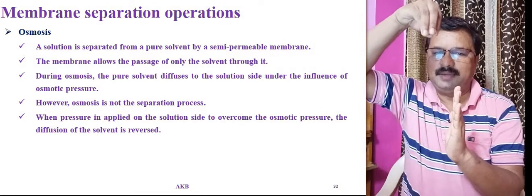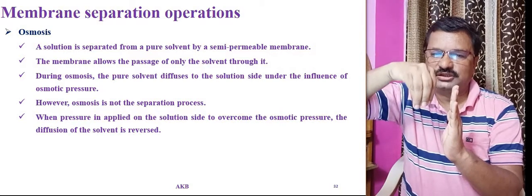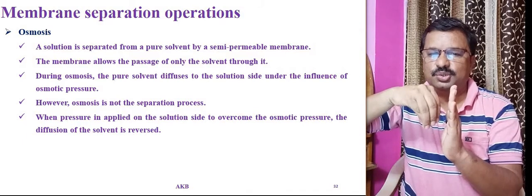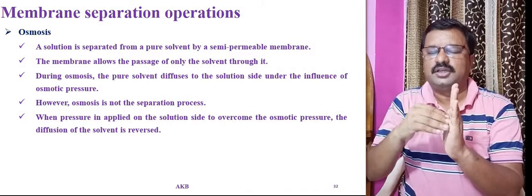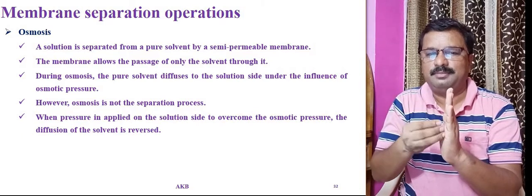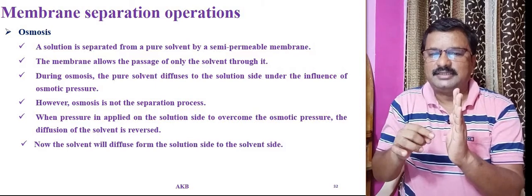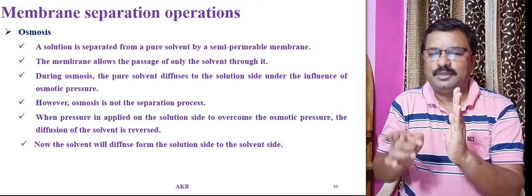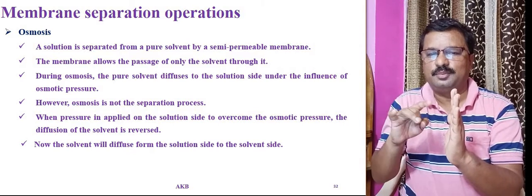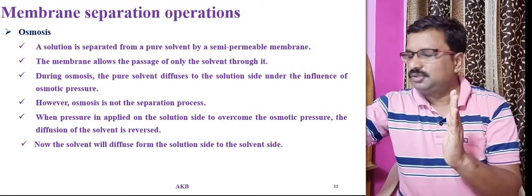Now, if you apply pressure to overcome the osmotic pressure on the solution side, what can happen? The solvent from the solution will then diffuse through the semi-permeable membrane to the solvent side. So what is achieved in this case? You are able to separate solvent and solute. You are able to separate solvent from the solute that is present in solution.